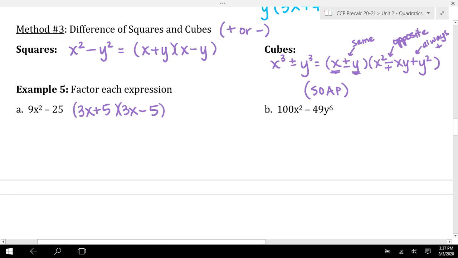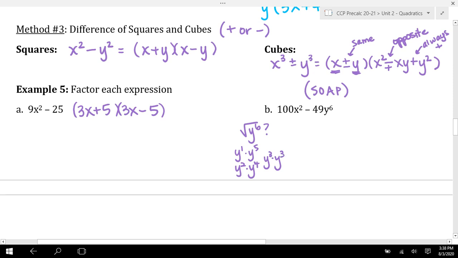100x squared minus 49y to the sixth. Obviously, 100 and 49 are squares. We've got an x squared. Is y to the sixth a square? Can you take the square root of y to the sixth? Yeah, if you remember your exponent rules, if I'm multiplying two things together to make y to the sixth, I have some options. I can make it y to the first times y to the fifth, right? Because remember, exponents add together. I could do 2 and 4, or I could do 3 and 3.